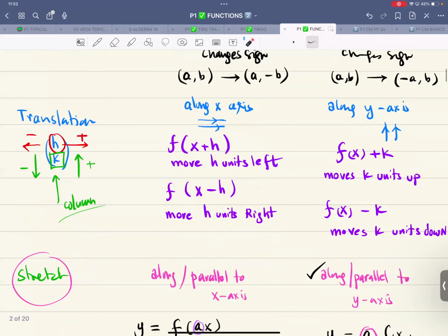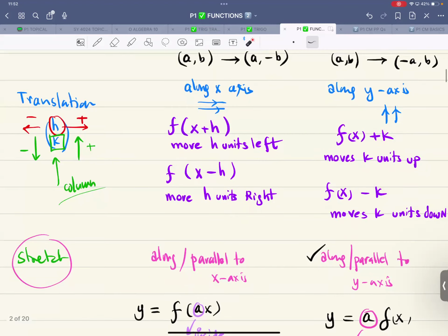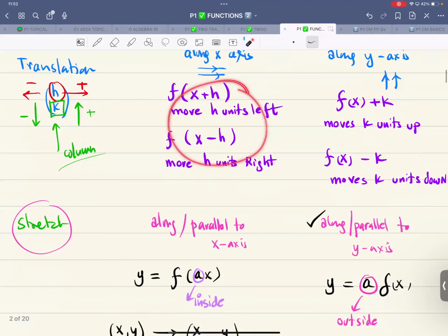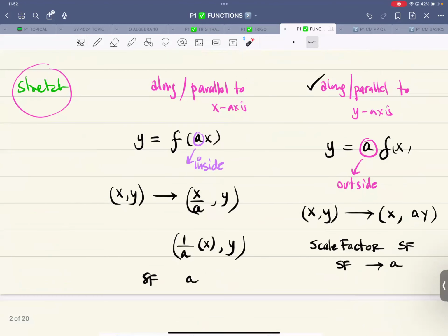When we talk about translation, we have to write the translation vector. We have to write it in words. Either it could be a horizontal translation or a vertical translation. Of course, if it's a combination of both, you have to define each one separately. So if it is f(x plus h), we move h units to the left. Plus means left, negative means right. But with respect to y-axis, plus means up and negative means down. The same kind of scenario is over here with the x-axis also. It's kind of the opposite.